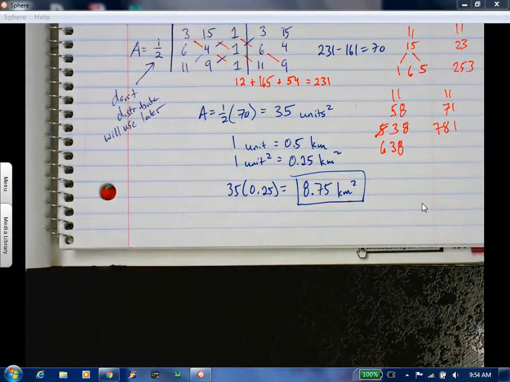Figure out how many people live in there, and then you can figure out how many people you've reached through your advertising, whether it's been a worthwhile investment.